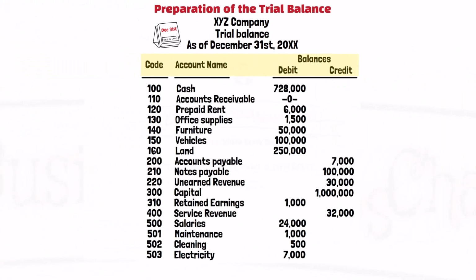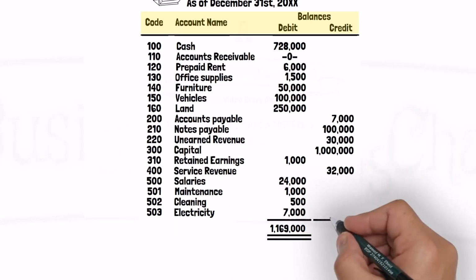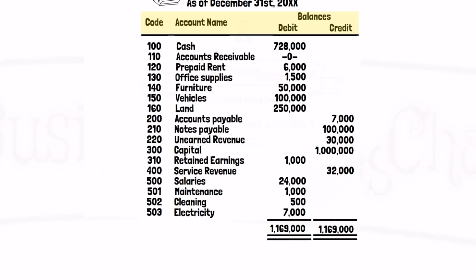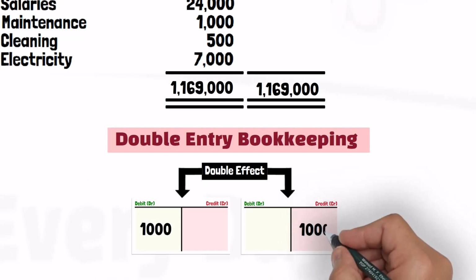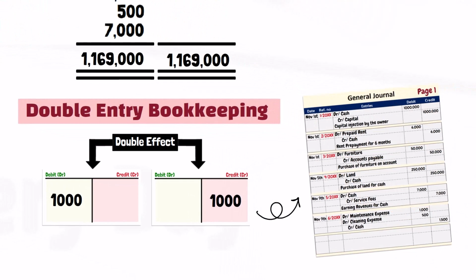Let us continue with our trial balance preparation. Calculate the totals for the debit and the credit balances for all the accounts, and you will find that they are equal, and that is of course attributed to the double entry bookkeeping, which requires that whenever a debit is recorded, a credit should also be recorded in the same amount as we saw in previous videos.